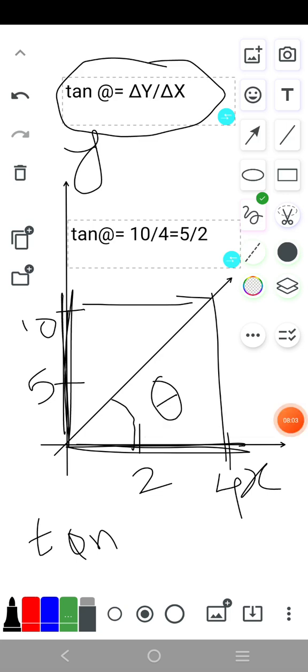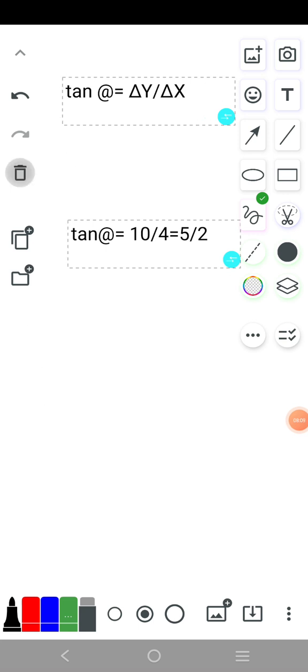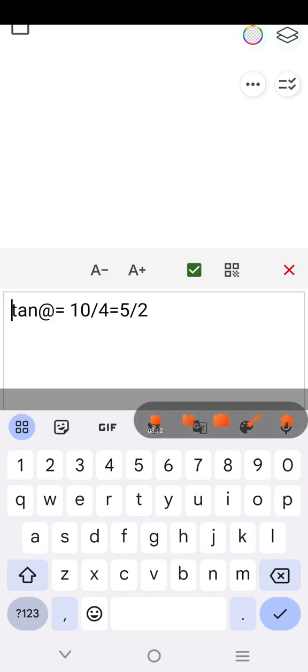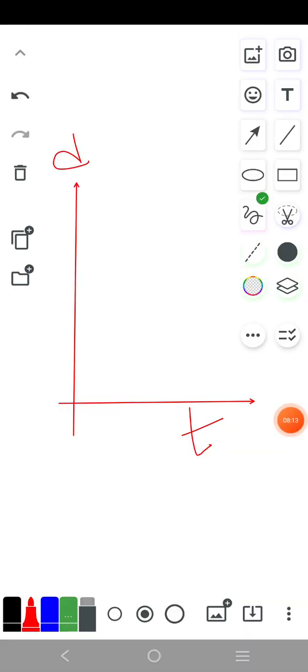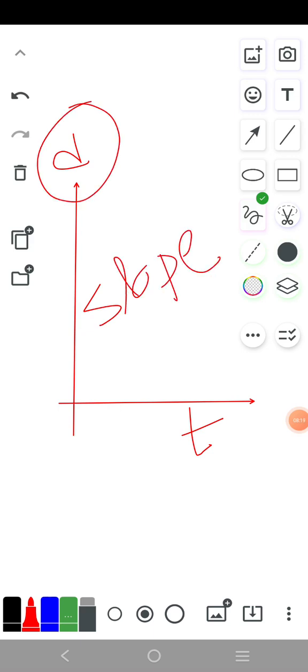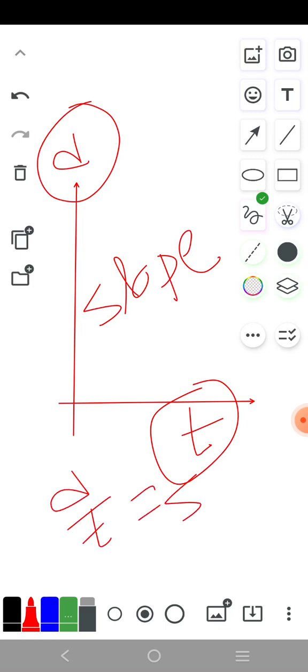Similarly, suppose I ask what the slope of a distance-time graph is. What is the change along the y-axis? Distance. What is the change along the time axis? Time. So distance by time, the slope of a distance-time graph gives you speed.